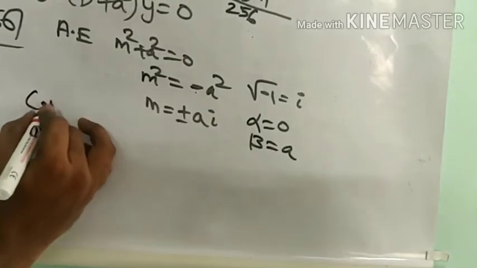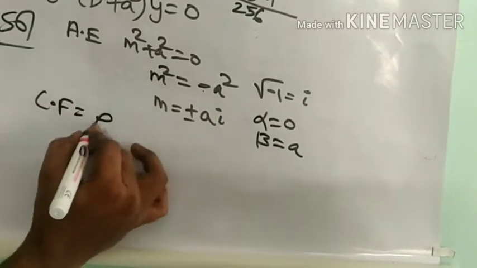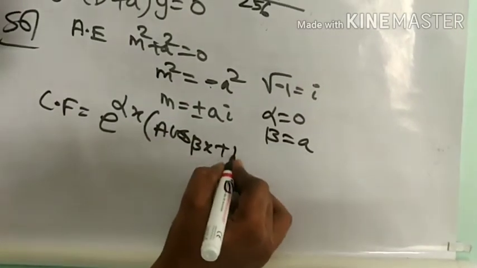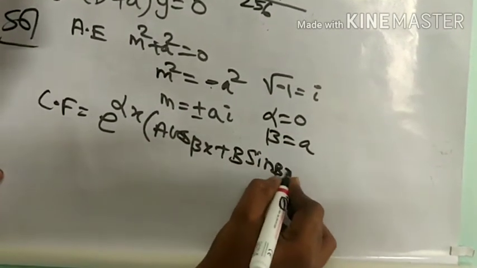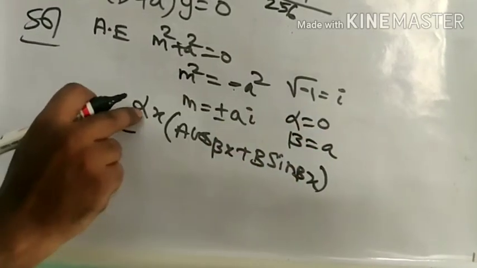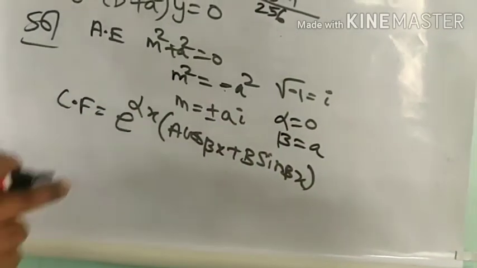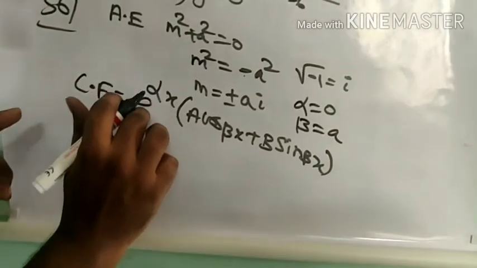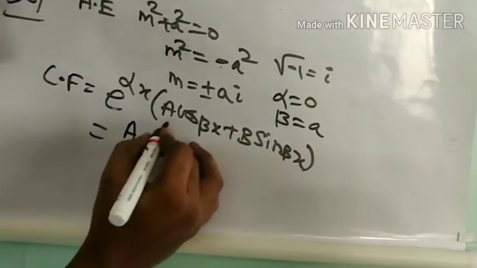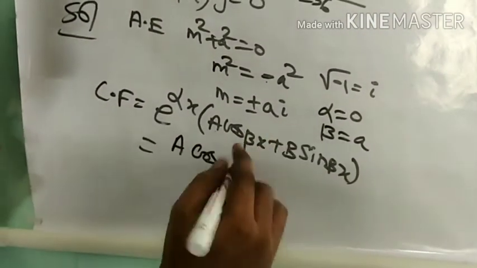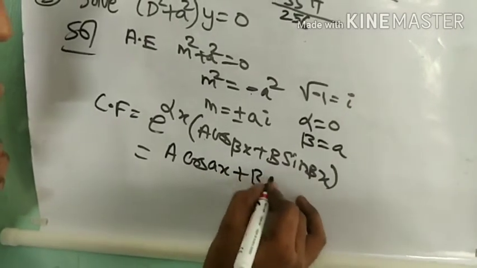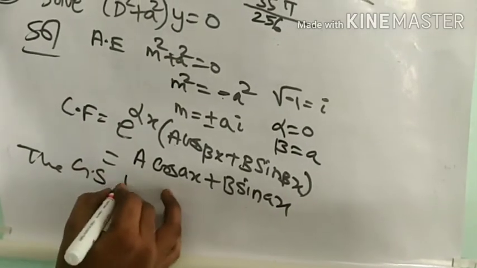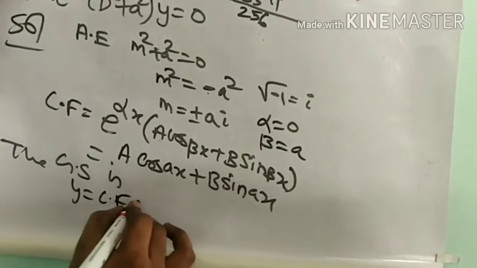So you know the CF, complementary function, formula is e power alpha x times a cos beta x plus b sin beta x. Okay. So here alpha equals 0, so e power 0 is 1, since anything power 0 is 1. So no need to write e power 0x. Just write a cos beta x, and what is the beta value? It is a. So a cos ax plus b sin ax. Lastly, the general solution is y equal to CF, that is, you write this answer here.